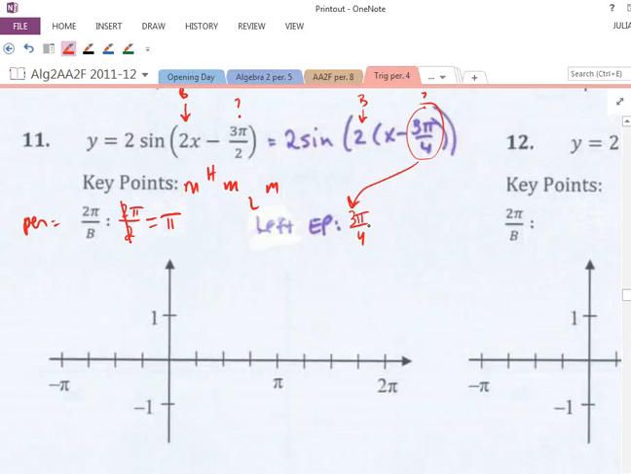So for the right endpoint, oh, he's guessing. He's going for the right endpoint, 2 pi, right? Hold on a second. Right endpoint equals, what do you start with? 3 pi over 4 plus pi. Very good.